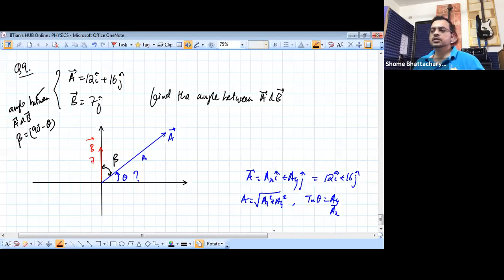So let me just work this out with you. How much is this coming to? This is 16 by 12. So that's 4 by 3. So just now we saw that tan theta is 4 by 3, which means theta is how much? Theta is 53 degrees. So this is 53 degrees. So this will become how much? This will become 37.